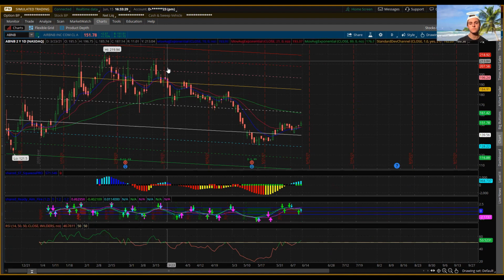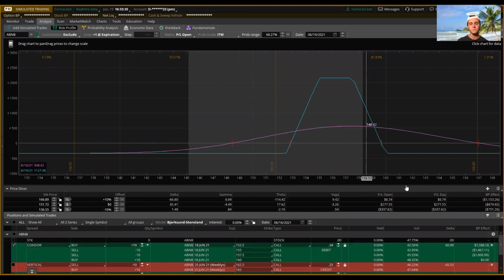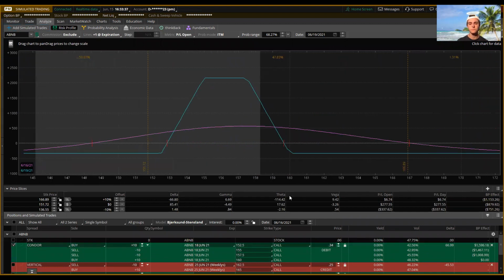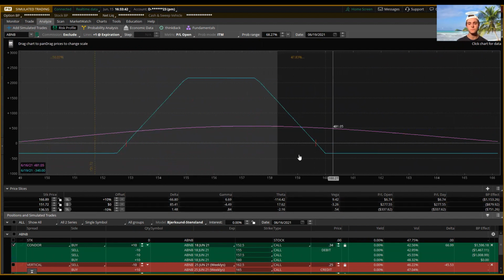So this is what the actual play looks like. So we'll head over to the Analyze tab. And here's what the Condor looks like, the shape of this. All right, but I do think it's helpful to break this down into its components, which is going to give you a little more clarity how it works.